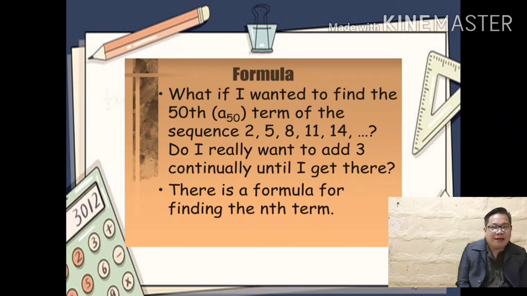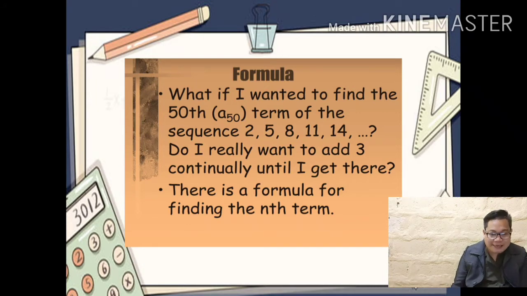So paano naman kapag ganito? What if I wanted to find the 50th term of the sequence? 2, 5, 8, 11, 14. 50th. So, ang dami-dami nun. Do I really want to add 3 continually until I get there? O, mamano-mano ba natin na plus 3 ng plus 3 hanggang magkaroon tayo ng 50th term? Or, meron bang mas mabilis na paraan para makuha natin ito?